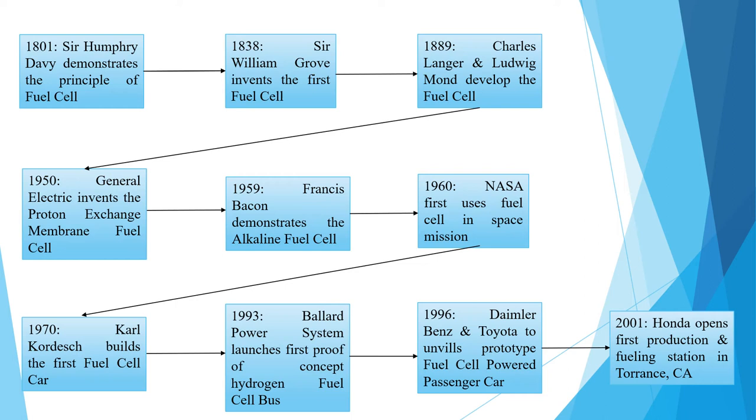After 1993, in the year of 1996, Daimler-Benz and Toyota unveiled a prototype fuel cell powered passenger car. So the fuel cell powered passenger car prototype was unveiled by Daimler-Benz and Toyota in 1996. After that, in the year of 2001, Honda opened its first production and fueling station in Torrance, California. Torrance is the city in California where Honda first opened a fuel station in 2001.